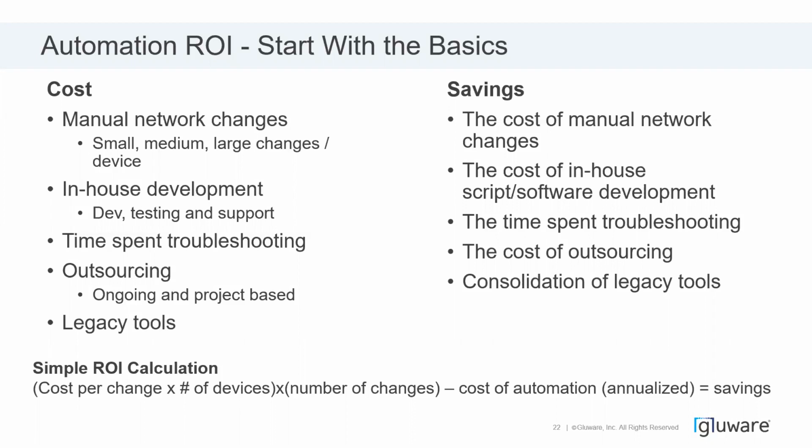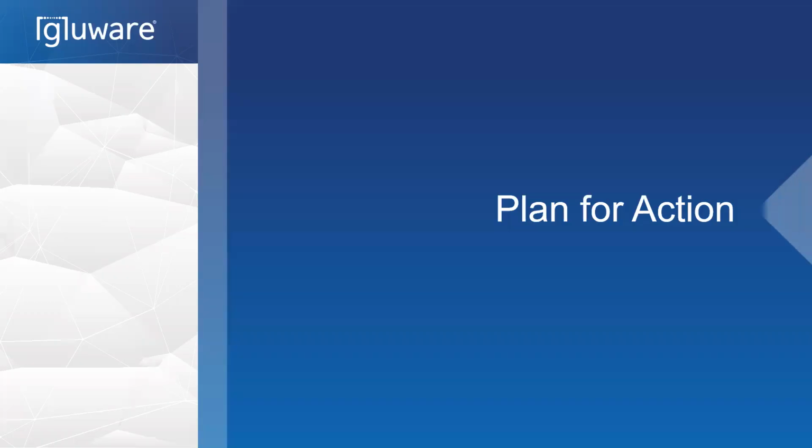And again, if you want to work through an ROI, Gluware is very happy to help with a lot of material to help build a business case and ROI. But when you look at cost per change per device and the number of changes, and you subtract what your automation platform would cost, we're oftentimes seeing three or four changes across your network and you're already at a break even. So you're getting to very strong ROIs. And if you look at total cost of ownership, automation really is justified very easily. So definitely, you've got to do the homework and do the ROI.